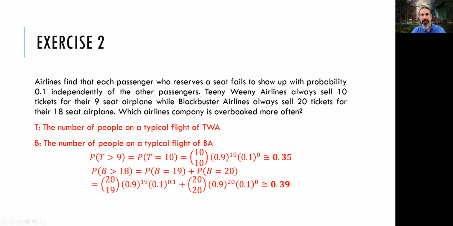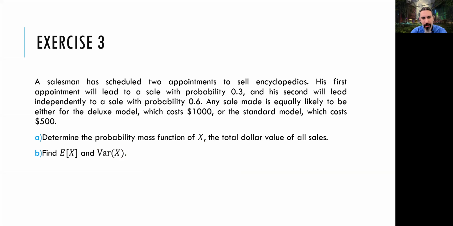So as you can see, the second airline, the Blockbuster Airline, is overbooked more often because it has a probability of 0.39, which is greater than 0.35. So it's overbooked more often. This one is a bit long question with a long answer, but the thing is, if you find the outcomes easily at start, it's just going to be easy to calculate after all.